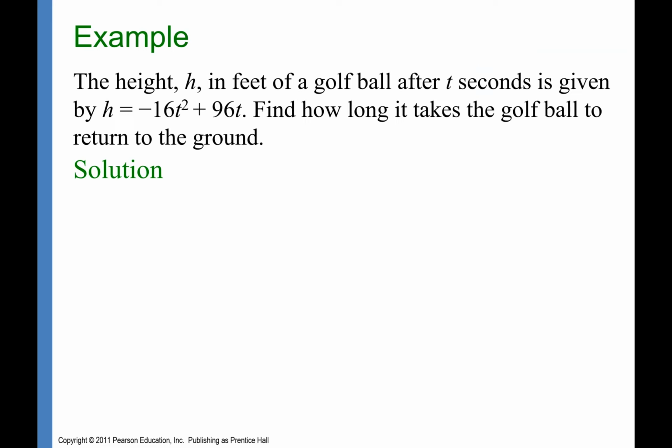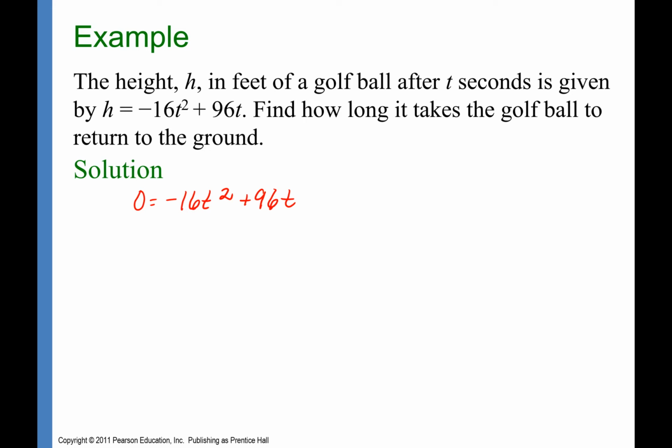So for example, the height in feet of a golf ball after t seconds is given by h equals -16t squared plus 96t. Find how long it takes the golf ball to return to the ground. So understanding the equation, this is giving the height after each second. If I plugged in 1 for t, it would give me the height of the ball at 1 second, and 2 seconds and so forth. So we want to know when the height returns to the ground. That would be when h is 0. So we're going to put 0 in for h and find what time that is. We're going to solve for t.